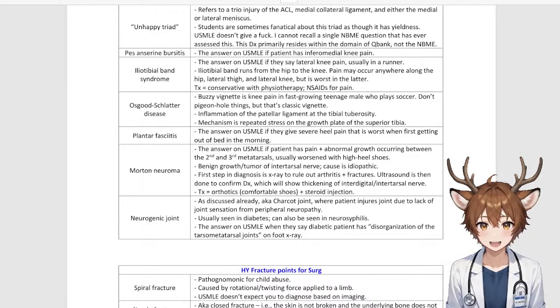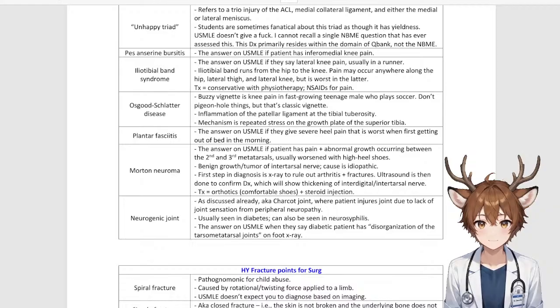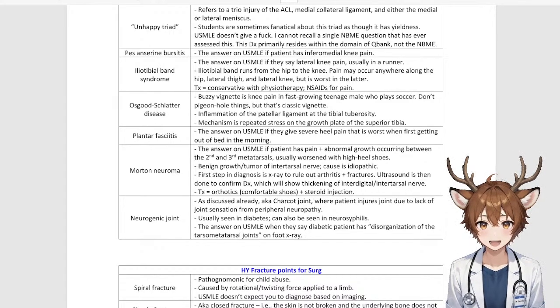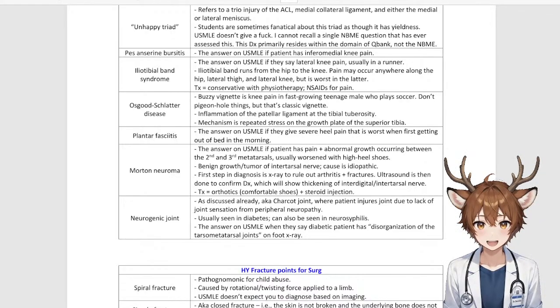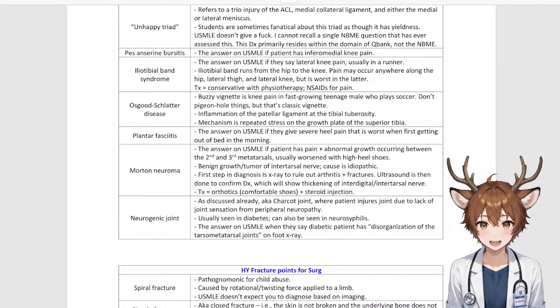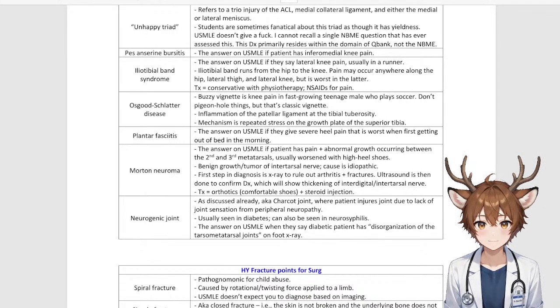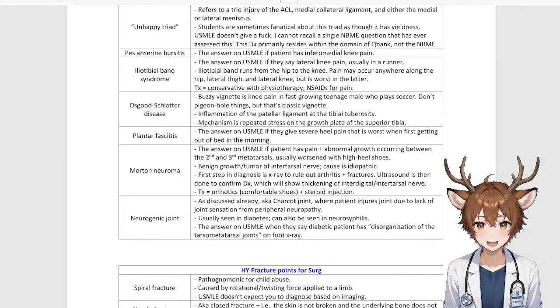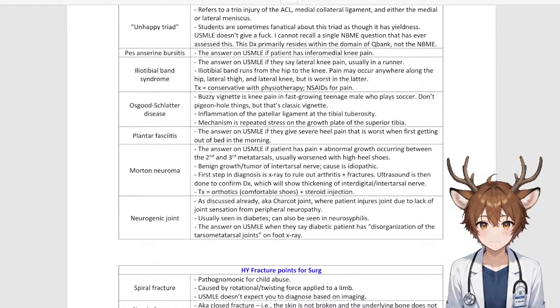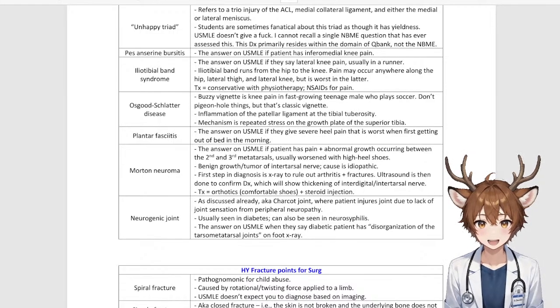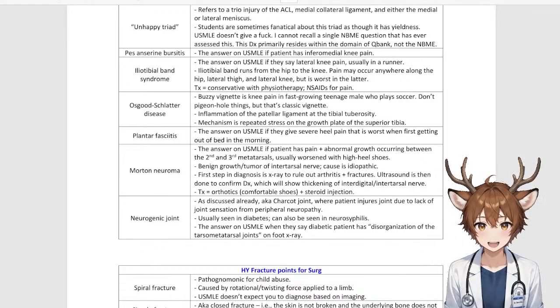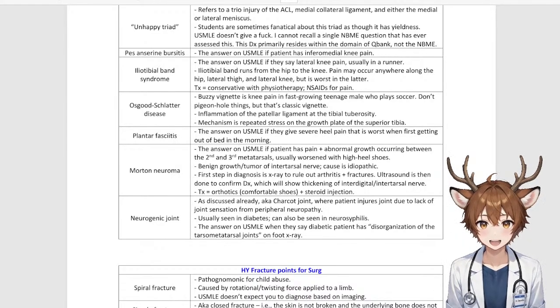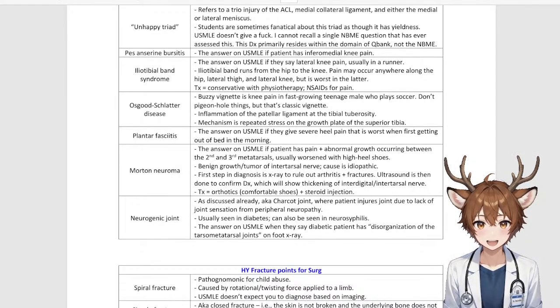Pes anserine bursitis: the answer on USMLE, the patient has inferomedial knee pain. Iliotibial band syndrome: the answer on USMLE, they say lateral knee pain, usually in a runner. The iliotibial band runs from the hip to the knee. Pain may occur anywhere along the hip, lateral thigh or lateral knee, but is worst at the lateral knee. Treatment would be conservative, with physiotherapy and NSAIDs for pain.